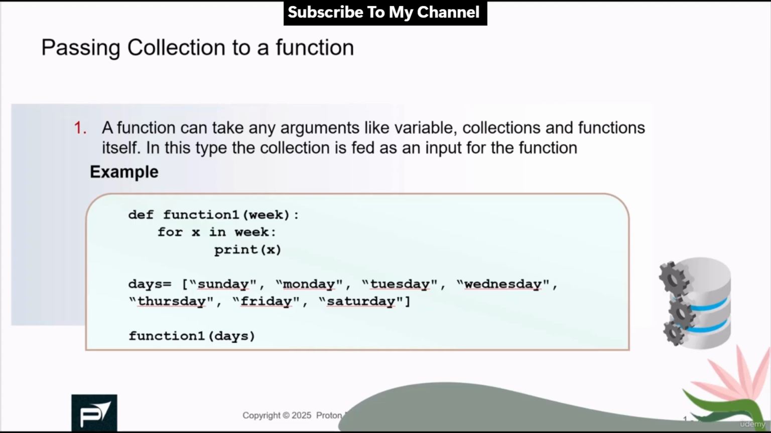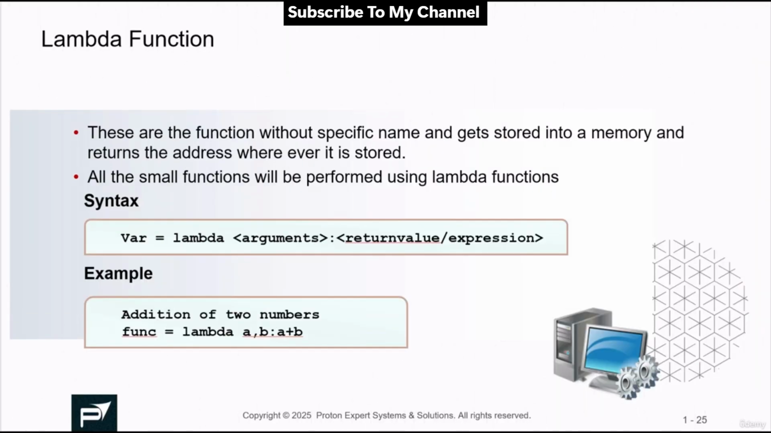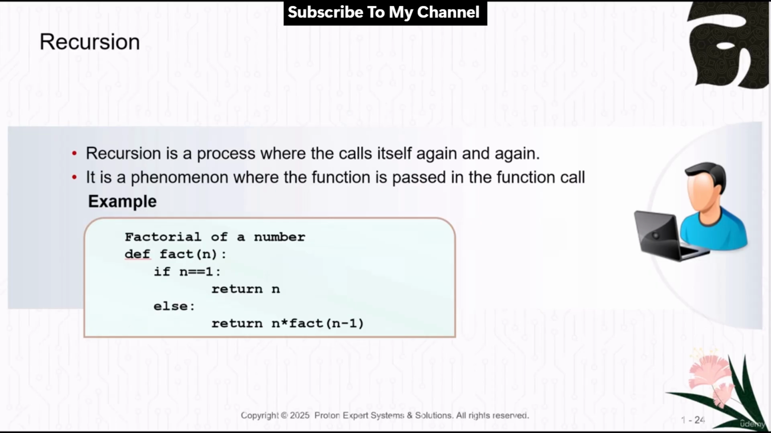What is recursion? Recursion is a process where a function calls itself again and again. It is a phenomenon where the function is passed in the function call. You can see the example, that is factorial of a number, which defines the recursion.